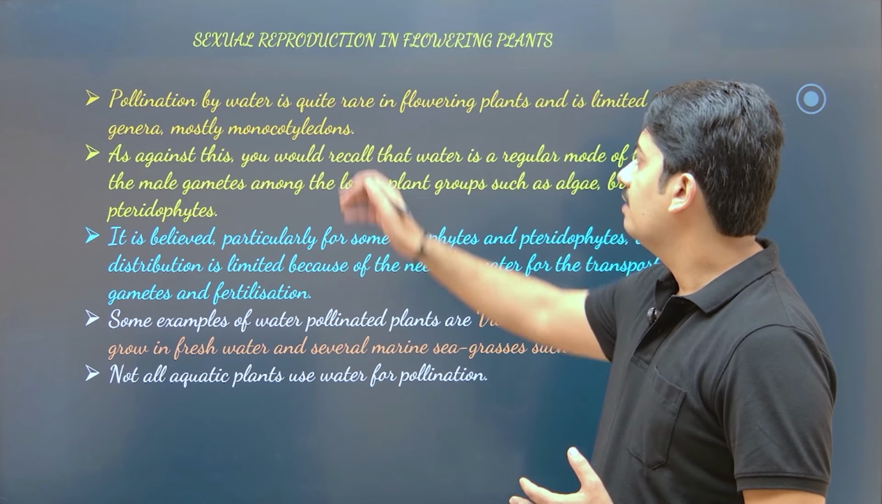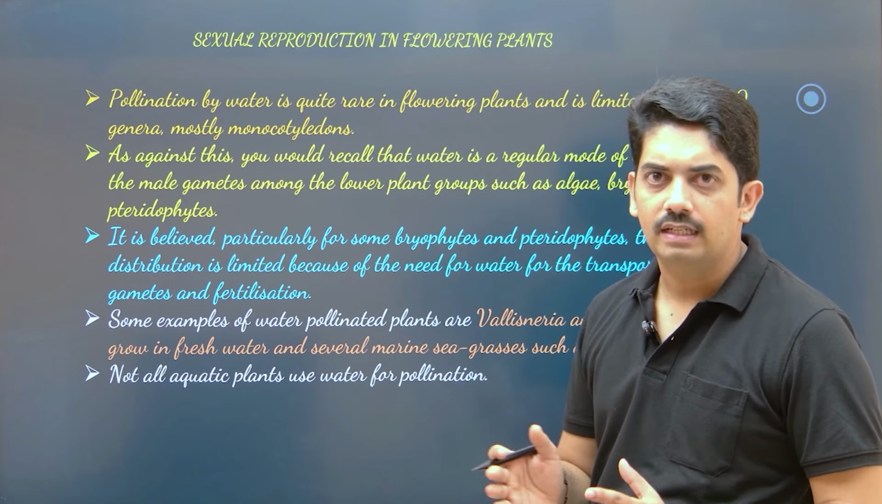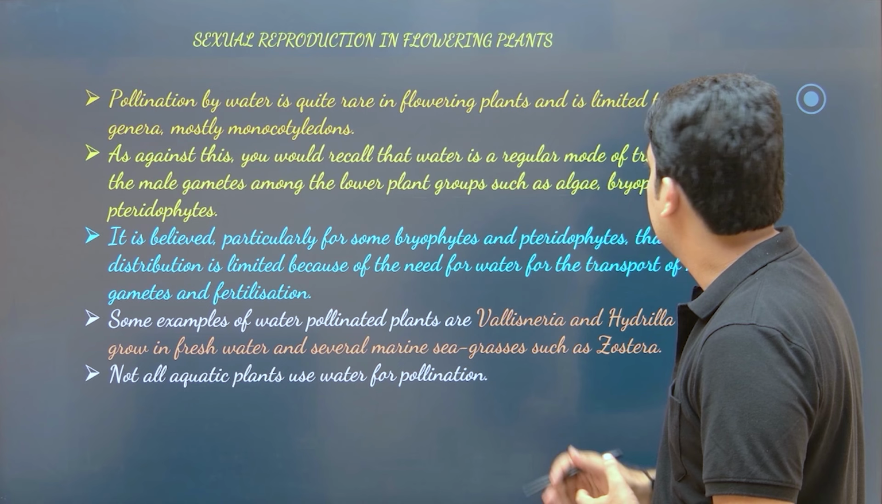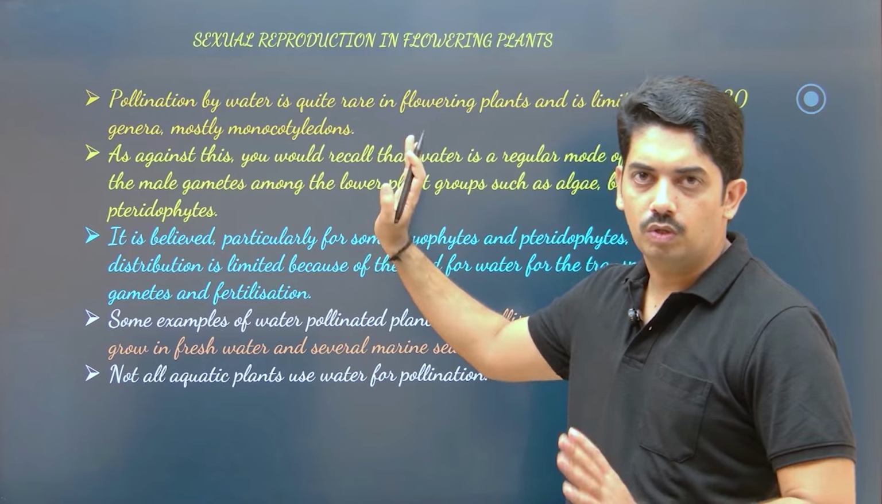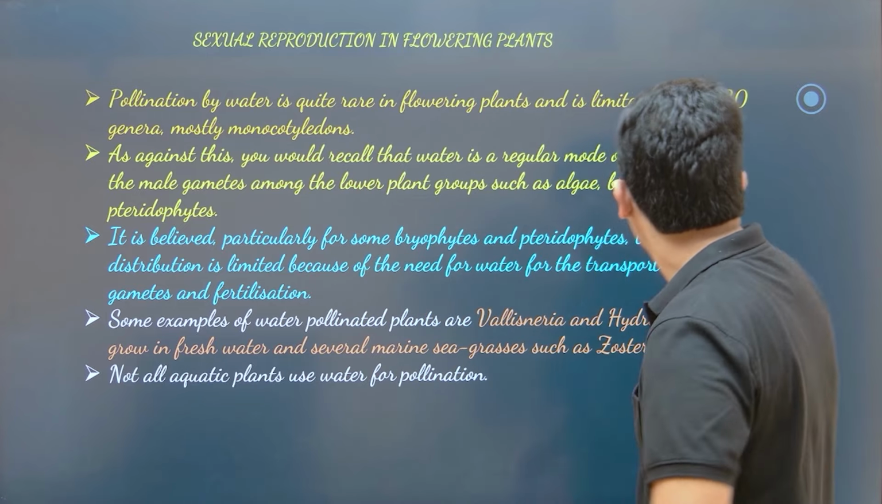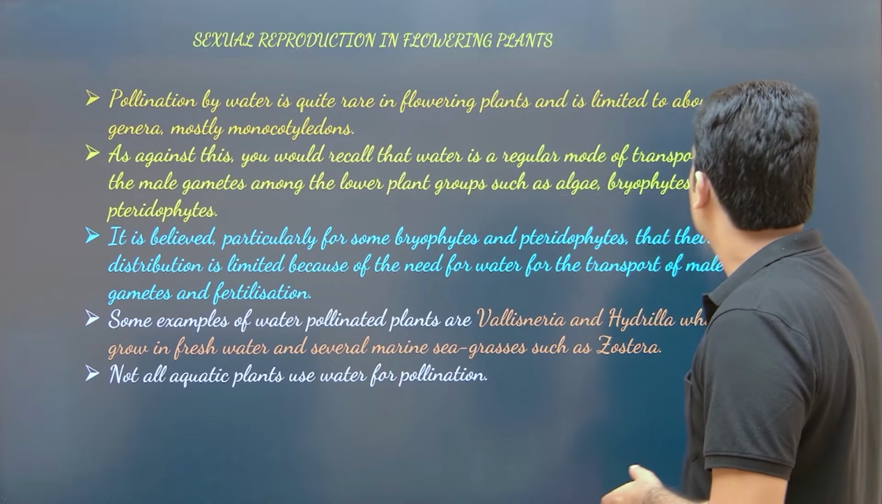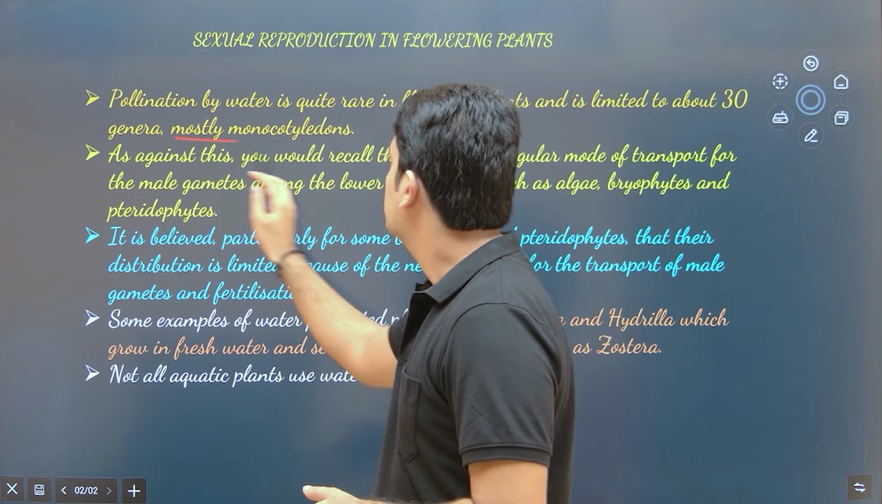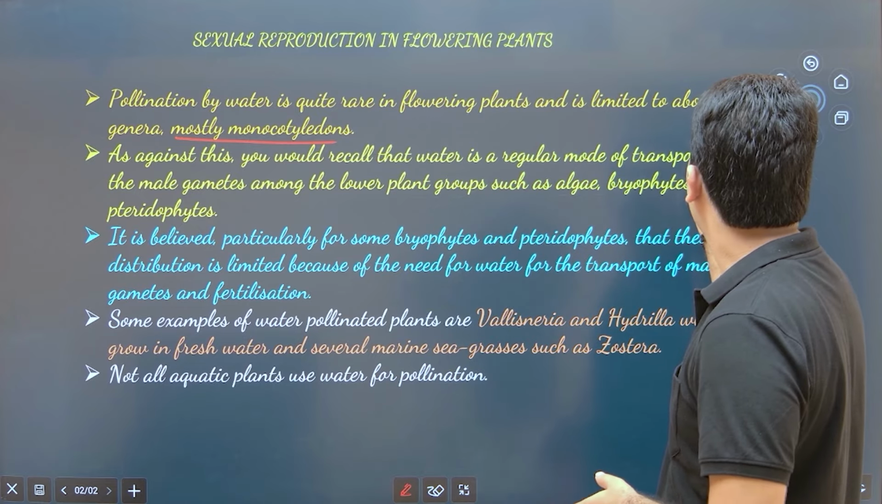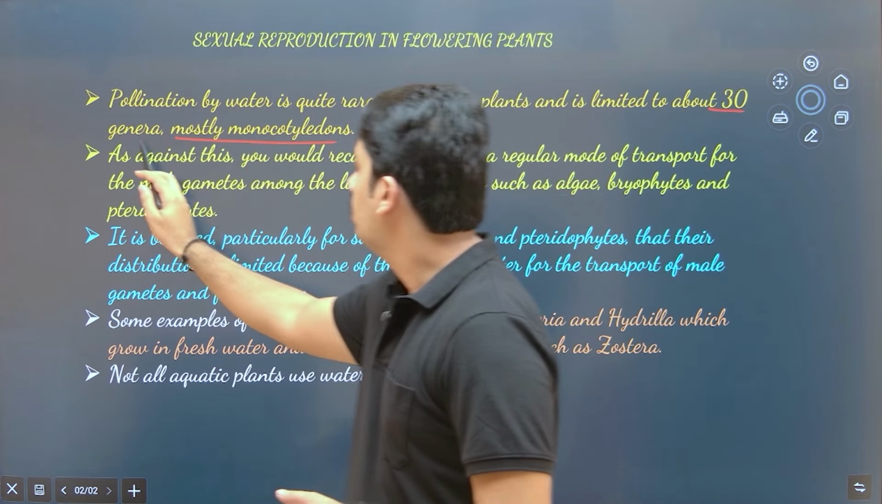Now pollination by water is quite rare. As I said, it is found only in 30 genera of mostly monocotyledons. Very important, mostly monocotyledons. Okay, so this may be a very important key point for competitive exams.